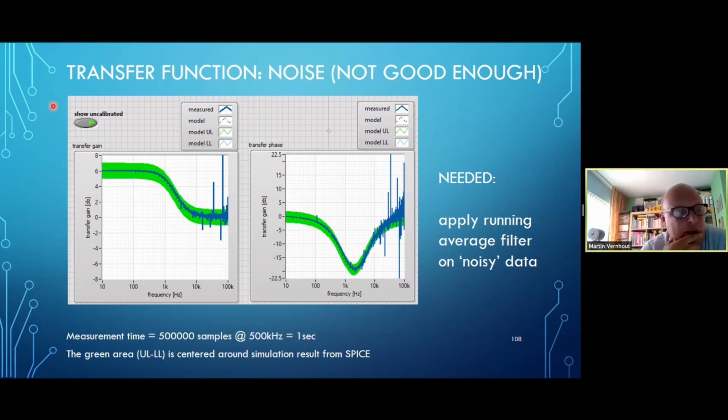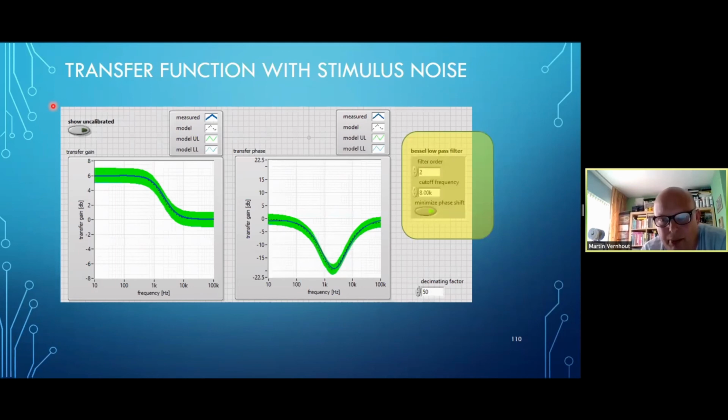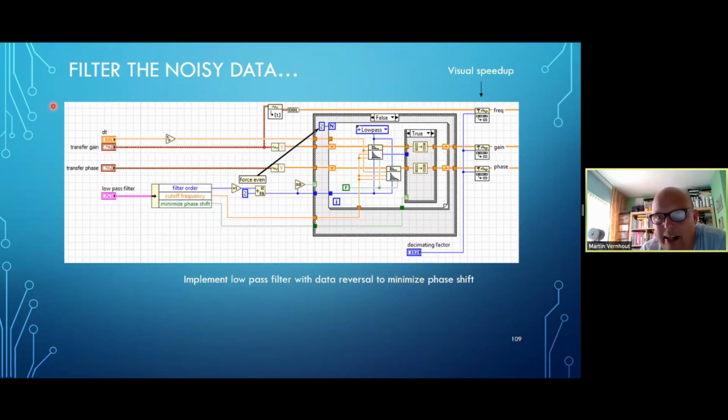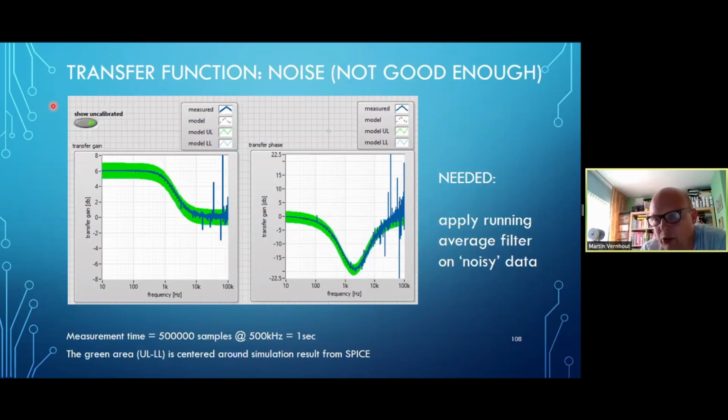What I could do is filter it a little bit. And if I filter that curve with a lot of measurement points, I actually end up having this. So even when I input noise, no specific frequency content, no sine wave at all, still the transfer function comes out. But I need to apply a filter. I needed to apply this filter because my data result was noisy.